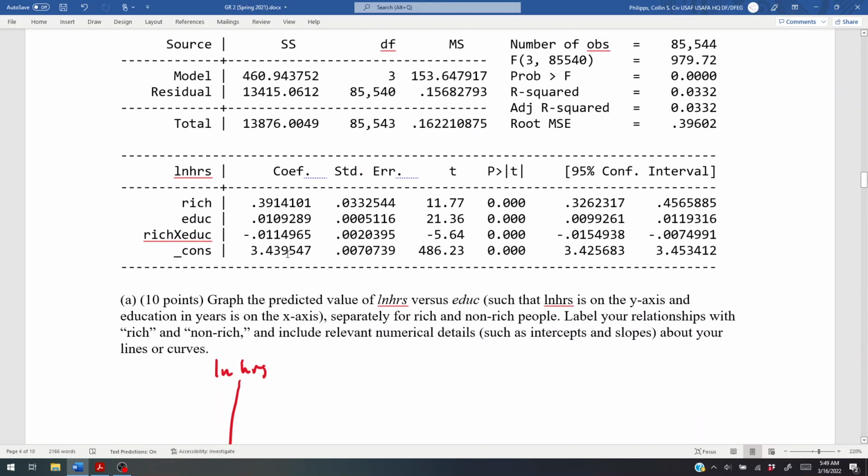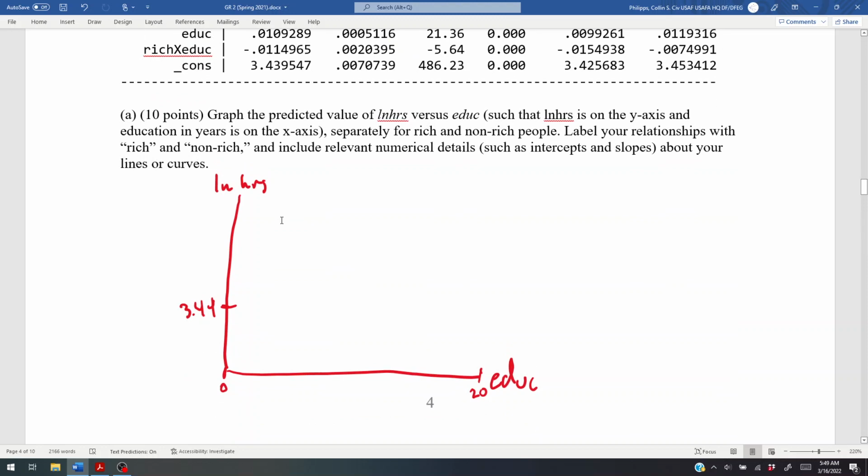That's the constant. Then it says, okay, you're not rich. As your education increases, I predict you to work about another 1%, right? This is in logarithms. About another 1% of hours, however many hours you're working, for each additional year of education. So I'm going to draw a line with a slight upward slope. Wish me luck. And I'm going to say slope is equal to 0.0109, which is exactly what you have in the solutions if you've looked at that.